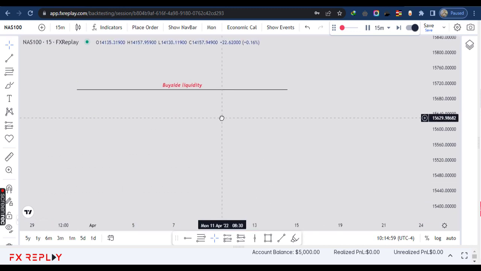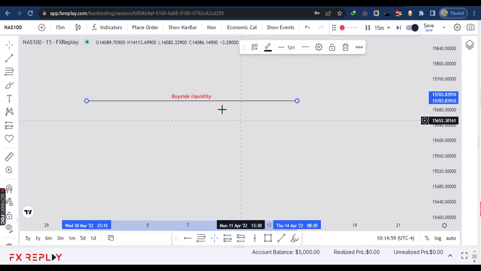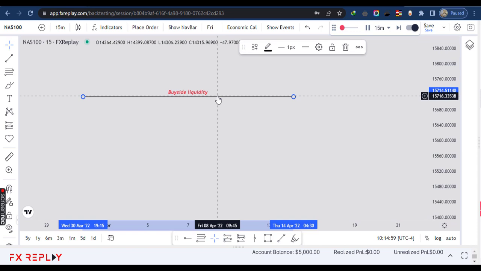Now, buy side liquidity can be equal highs. It can be maybe the previous session's high, previous week high, or previous day high, or the London session high, maybe the lunch hour high if you want to trade a PM session for indices. So you have anything, it must be obvious. All right guys.